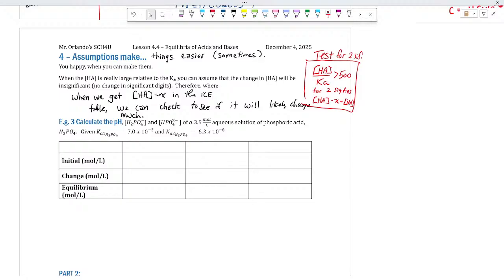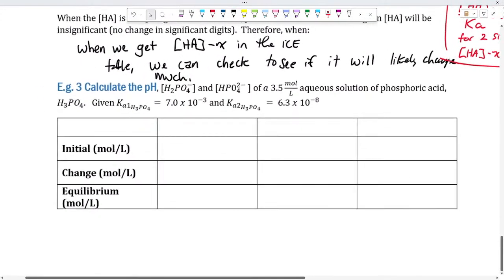This is something you'd never be allowed to do in a math class because you're explicitly doing something that isn't mathematically true, but you can do it in a science class because you're doing it with the knowledge that it won't change your final answer. Does that make sense? It's a cheat. We call it an assumption or a test, but really it's a cheat, but it's one that saves a lot of time. So let's try this question.